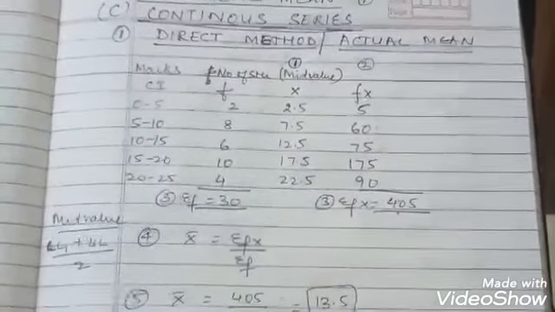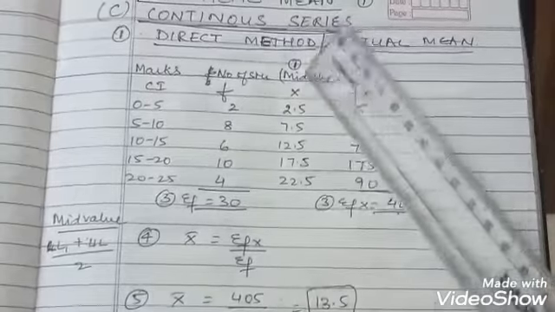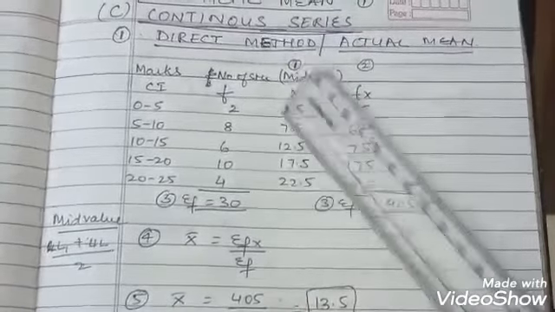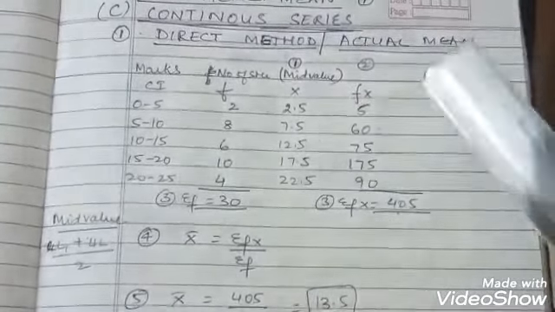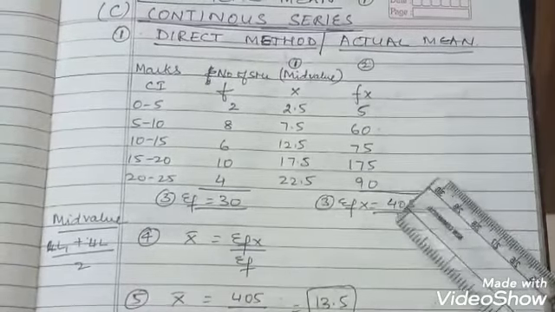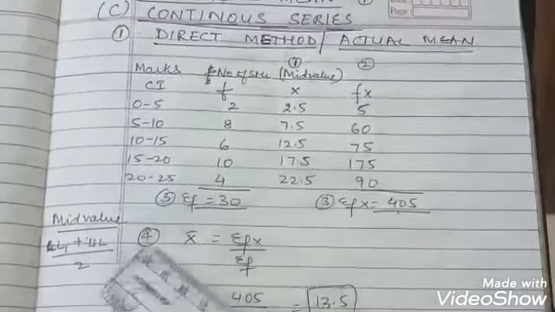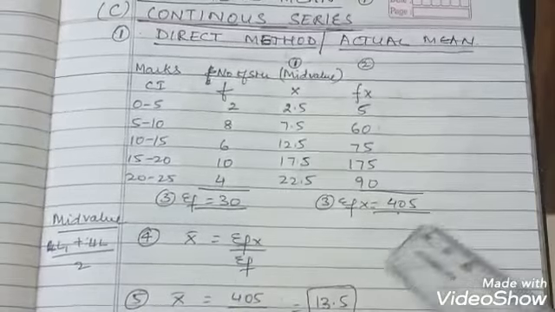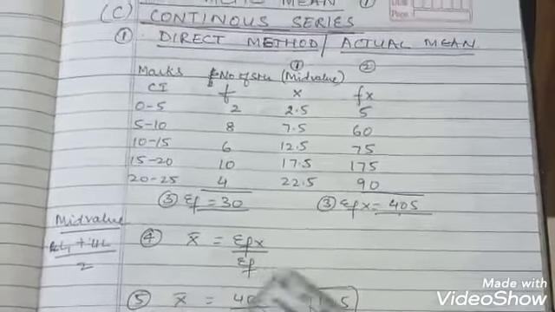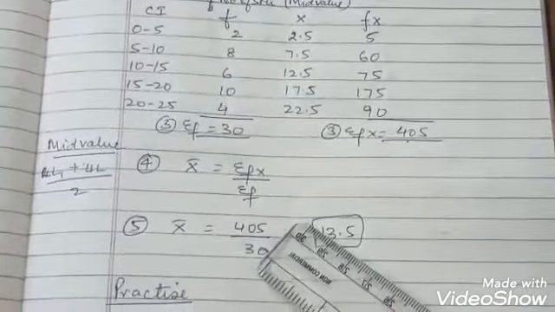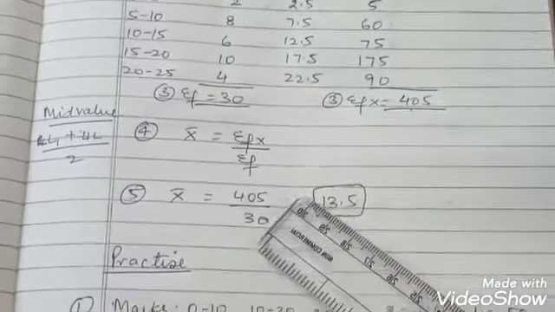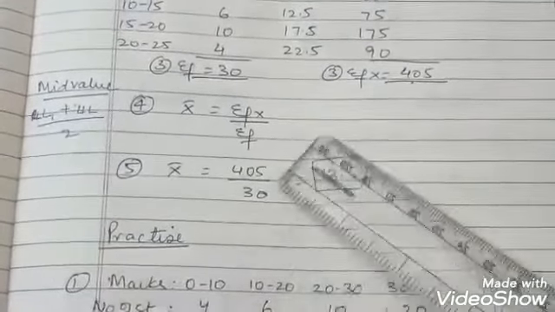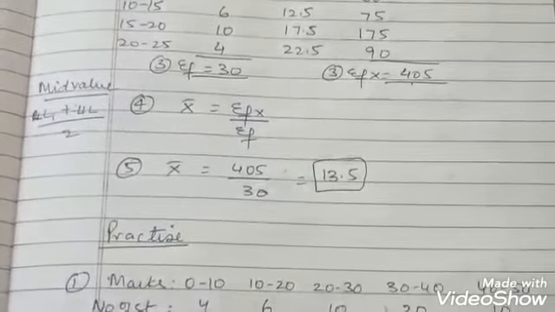I quickly recapitulate the entire step. It's very simple. The very first step you will do is you will calculate mid value x. When x has come, second step is f into x, fx. Third step is you will take the summation of f and the summation of fx. The fourth step is you will post the formula, that is x bar equal to summation fx upon summation f. Fifth step is you will put the values and you get the answer.